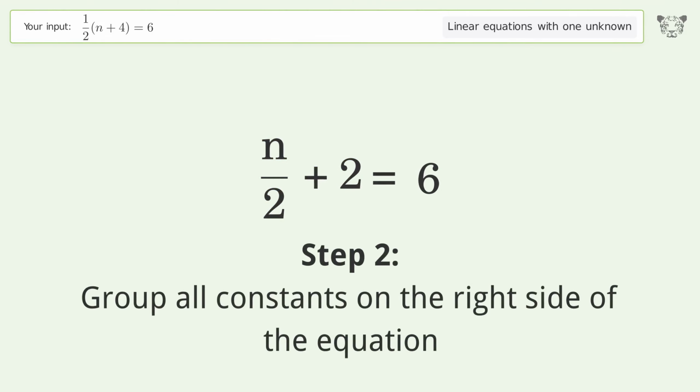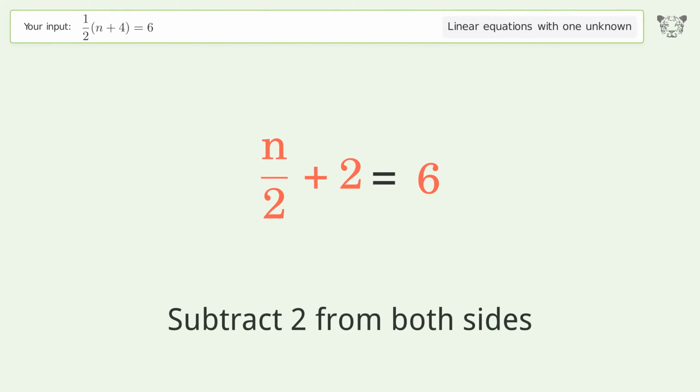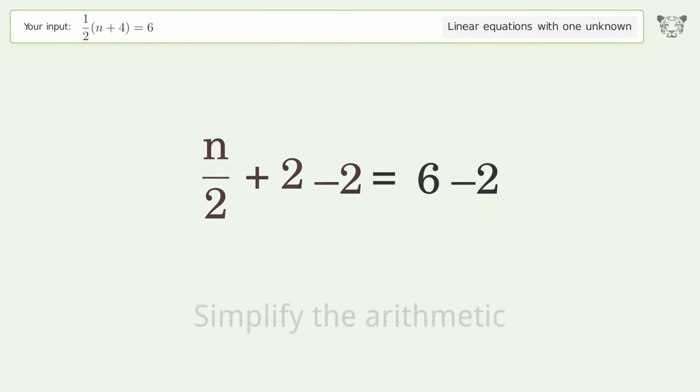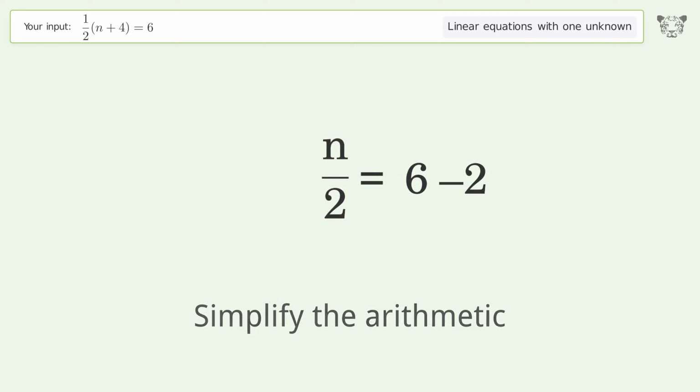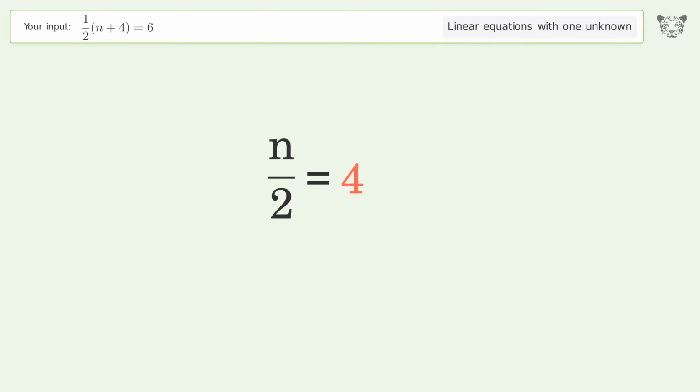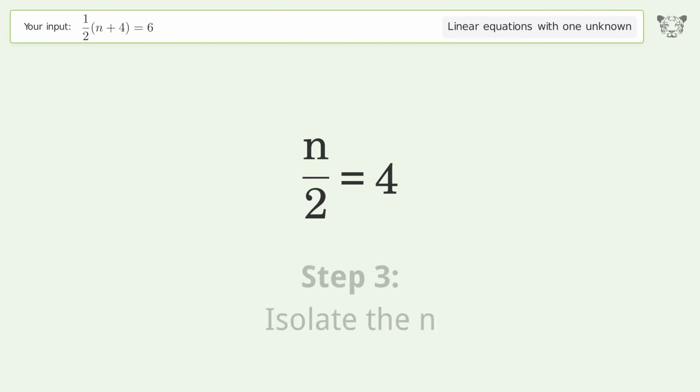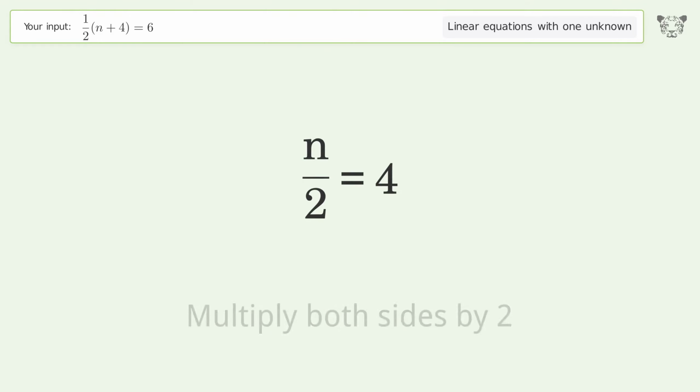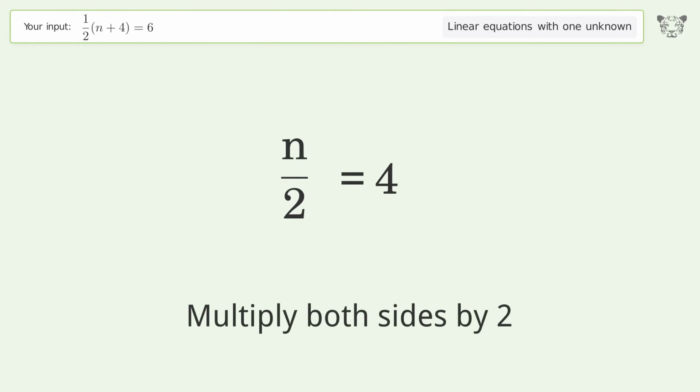Group all constants on the right side of the equation. Subtract 2 from both sides. Simplify the arithmetic. Isolate the n. Multiply both sides by 2.